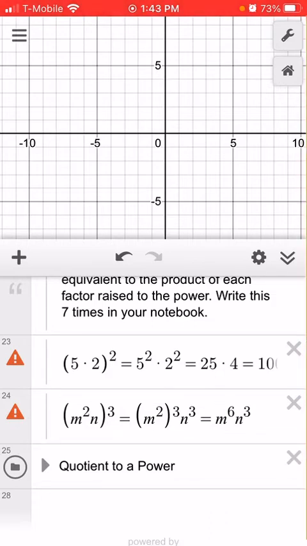How else does that work? 5 squared times 2 squared. In other words, it's like you can distribute the exponent. 5 squared is 25, 2 squared is 4. So 25 times 4 is 100.